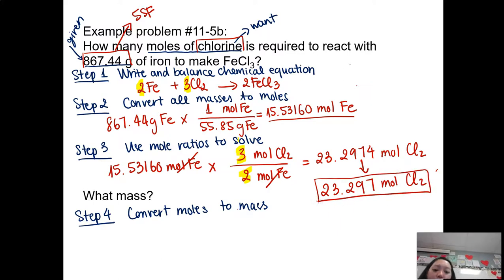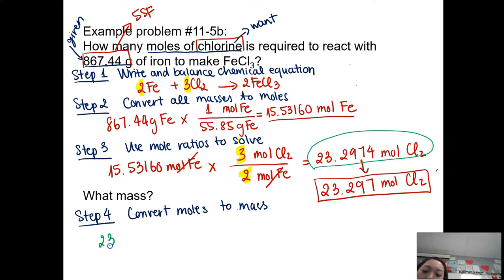Now, if I want to move even further and I ask you, instead of how many moles, what mass of chlorine is required to react with 867.44 grams of iron to make ferric chloride, you're going to take this one step further and you're going to convert the moles you just found to mass. And since we're not at the final answer yet, we're actually going to take this number instead of the one we just boxed.